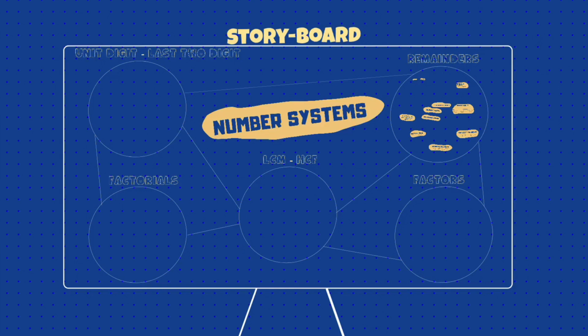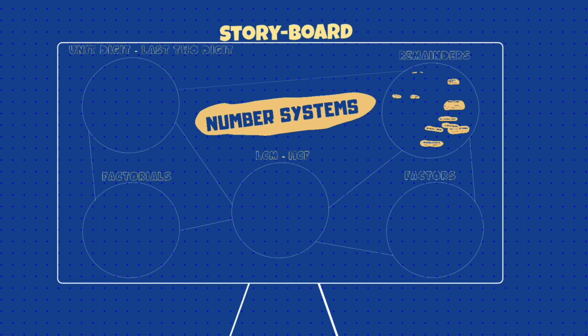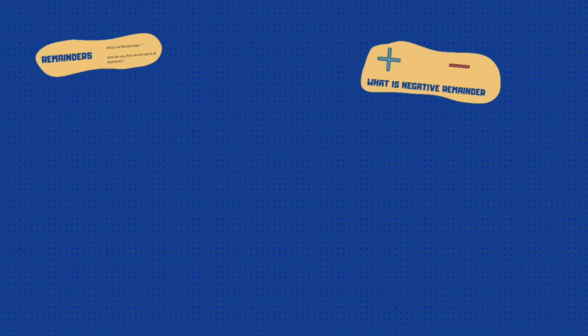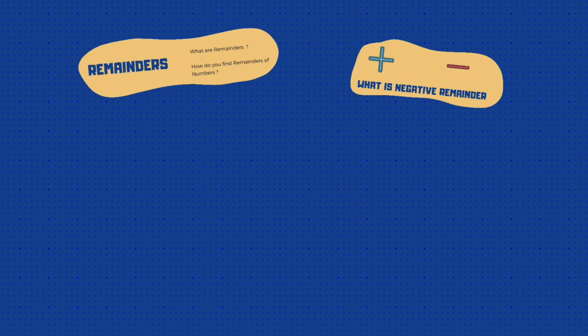So today we start with the topic on number systems. In number systems we'll study 5 topics: remainders, factors, LCM HCF, factorials, unit digit and last 2 digits. So without wasting any time, let's start with our first topic on remainders. In remainders, first we'll study what are remainders, how do you find remainders, and what is a negative remainder.